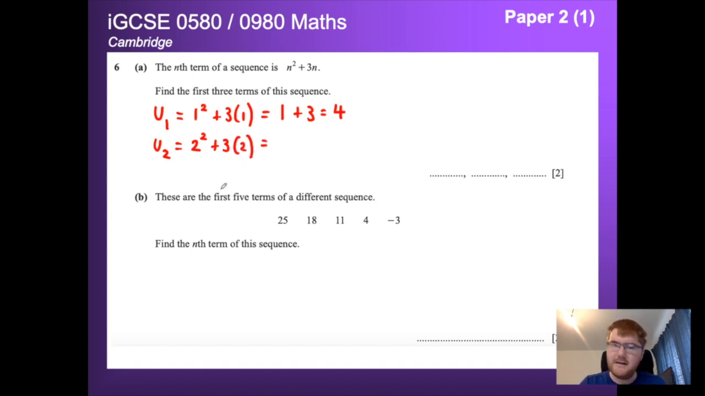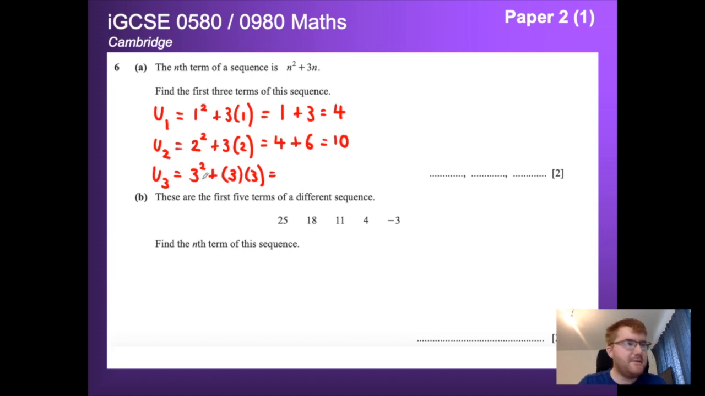Again, let's just be very careful as we go through. 2 squared is equal to 4. 3 times 2 is equal to 6. So I do my squaring and timesing first, then I add them together, giving me 10. And then let's do u3 as well. Wherever I see an n, I'm going to put a 3. So 3 squared plus 3 lots of 3. I'm going to put 2 brackets this time, why not?